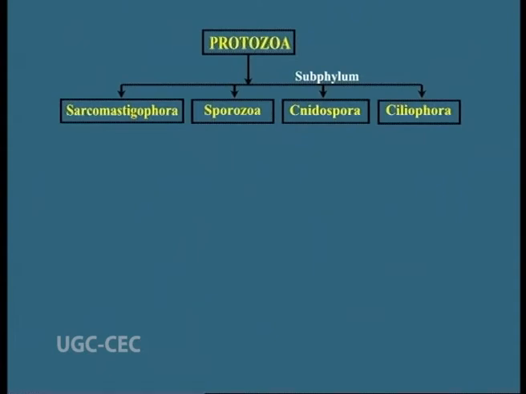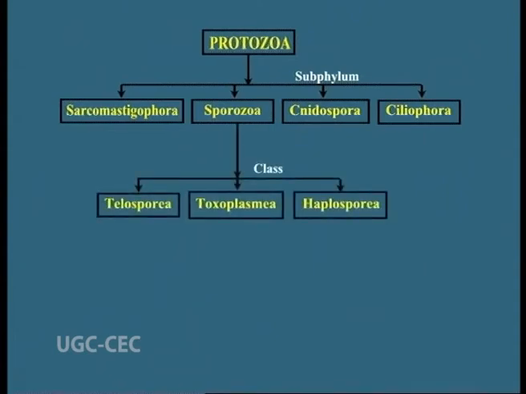Subphylum Sporozoa is classified into three classes. They are Telosporia, Toxoplasmia and Haplosporia. Class Telosporia.